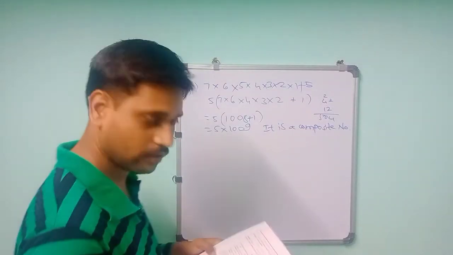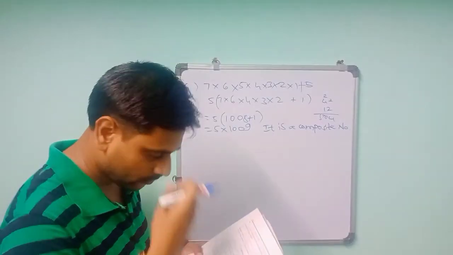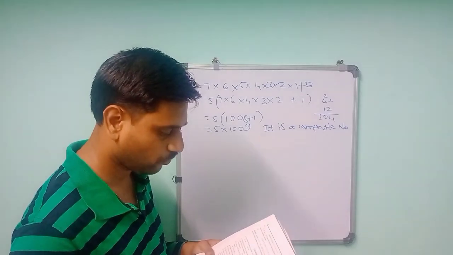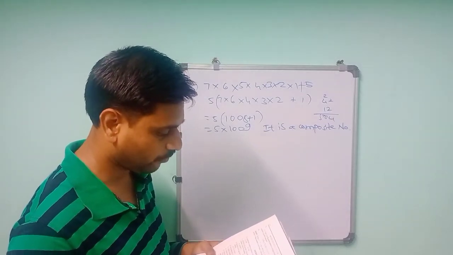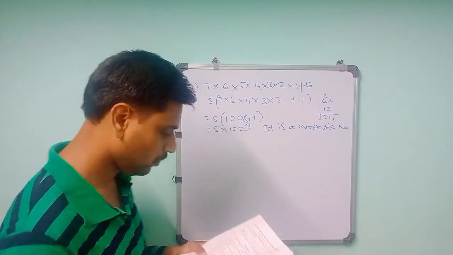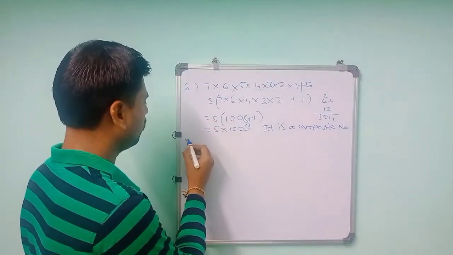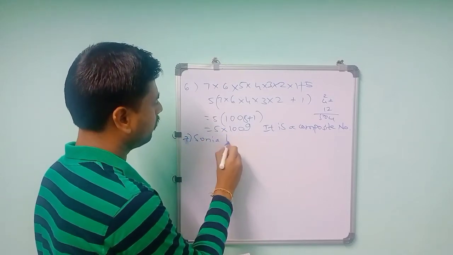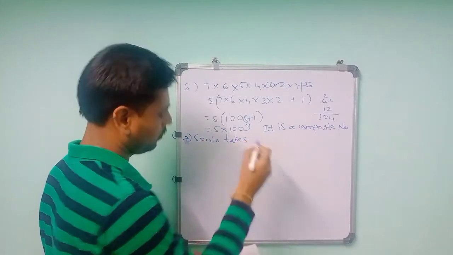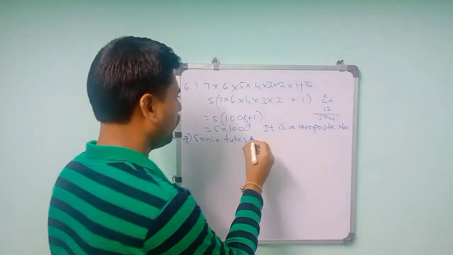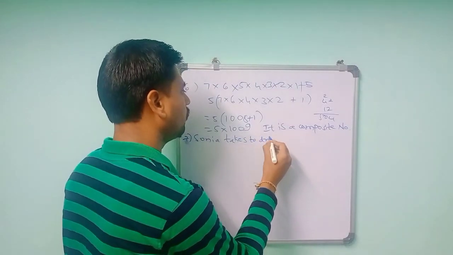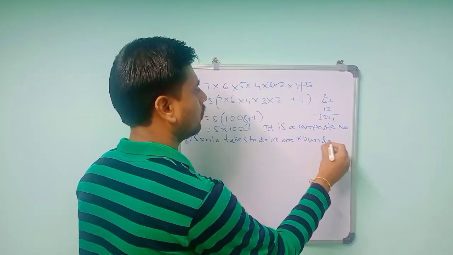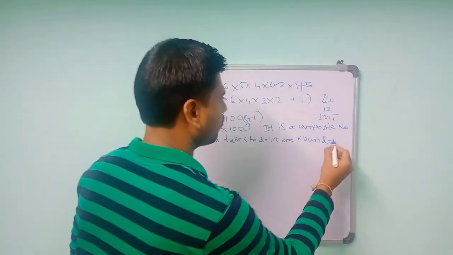Next, 7th problem. I will read that problem. There is a circular path around a sports field. Sonia takes 18 minutes to drive one round of the field, while Ravi takes 12 minutes for the same. So Sonia takes to drive one round is equal to 18 minutes.